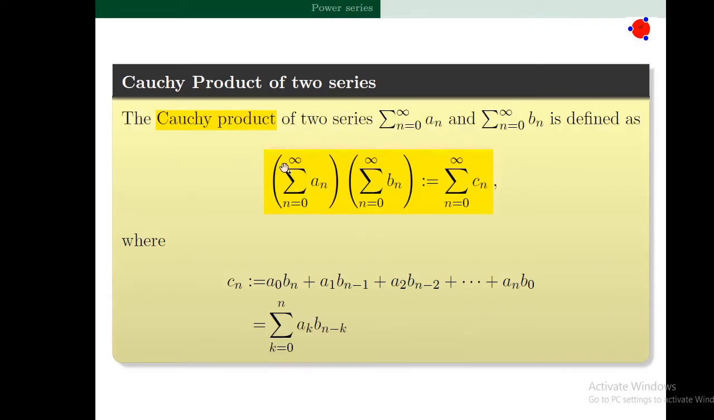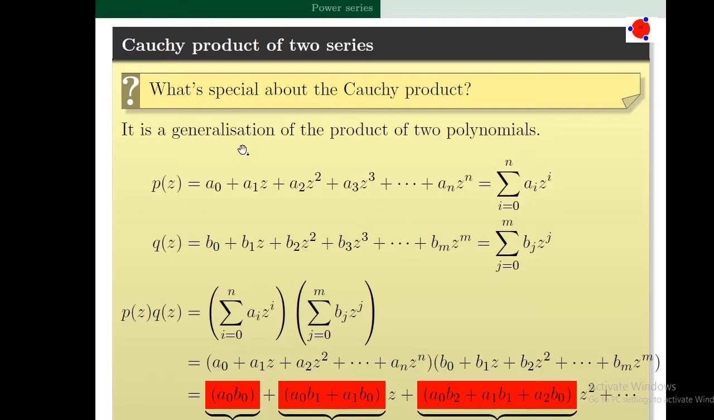In compact form, the Cauchy product of two series is written as sigma n equal to 0 to infinity an into sigma n equal to 0 to infinity bn. So the Cauchy product of these two series is defined as the series sigma cn, where cn is equal to a0 bn plus a1 bn minus 1 plus a2 bn minus 2 plus etc. plus an b0. Using sigma notation, we can write this term as the summation k equal to 0 to n of ak bn minus k.